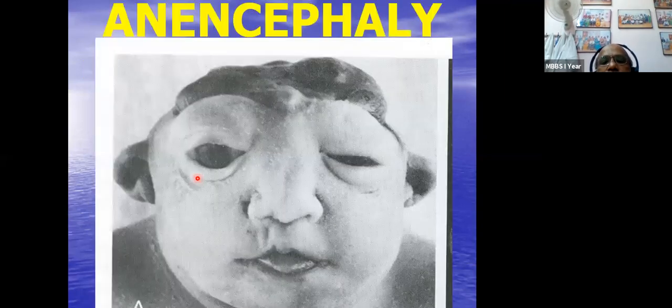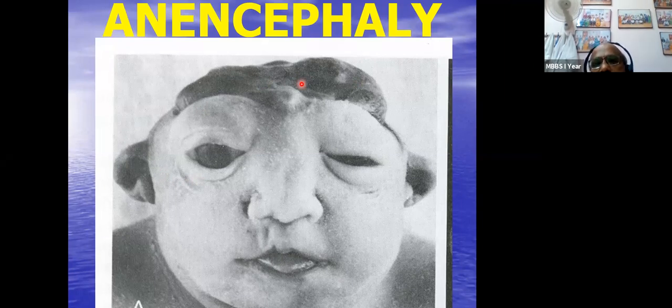Meningoencephalocele. So this is the condition called anencephaly. See that your scalp is not there, the cranial vault is not there. So your brain got atrophied due to the exposure of the brain to the amniotic fluid. So this condition is called anencephaly.